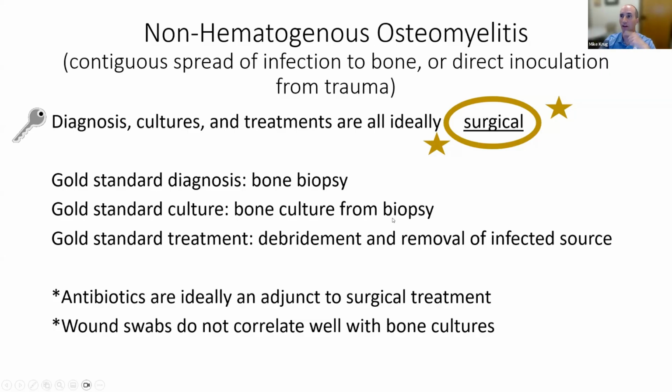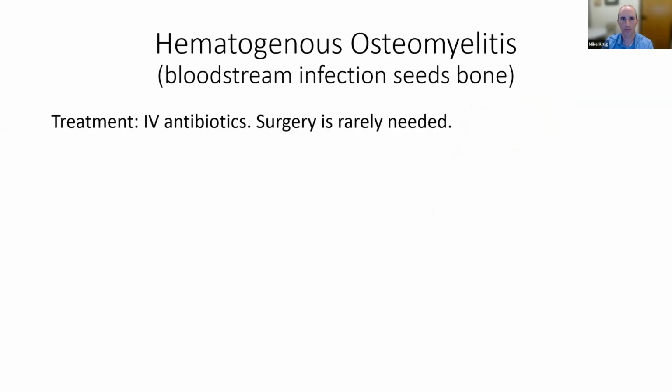If you've got a bloodstream infection, let's say you've got endocarditis and then it's seeded, let's say the spine or what have you, then the treatment can just be IV antibiotics. That's the way it came in. But if it came in through a superficial ulcer or something like that, then the treatment is surgical.